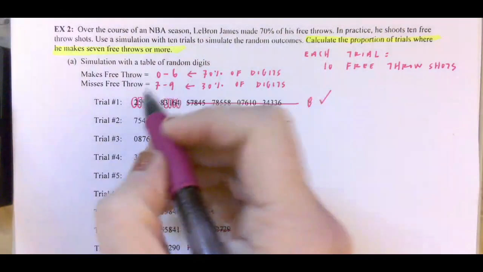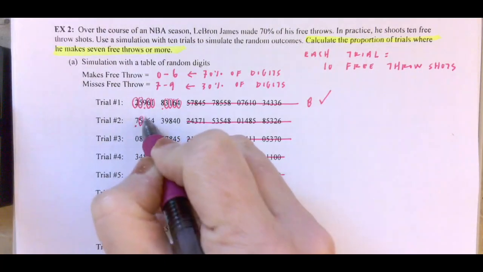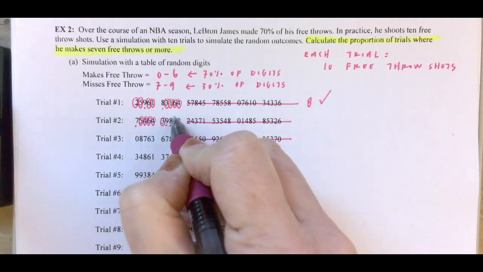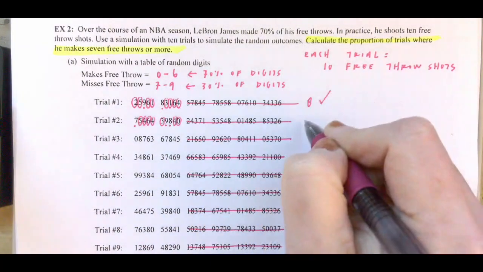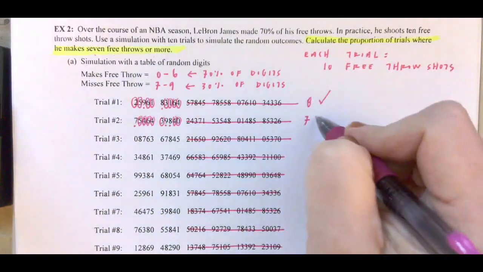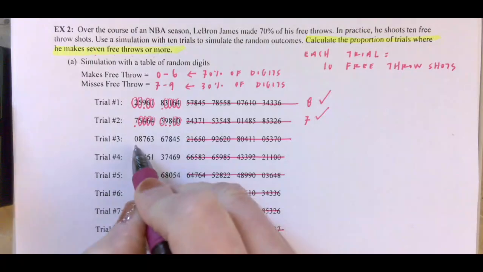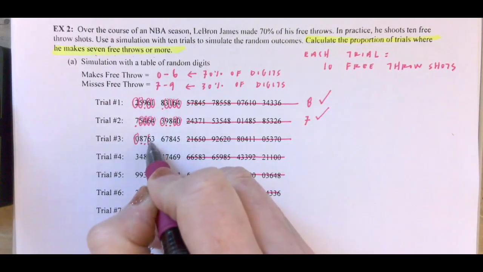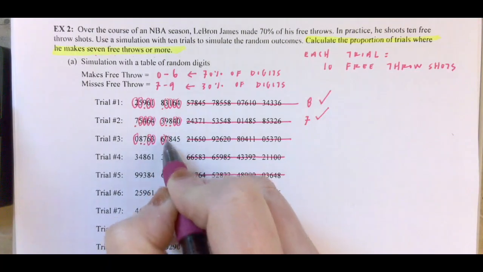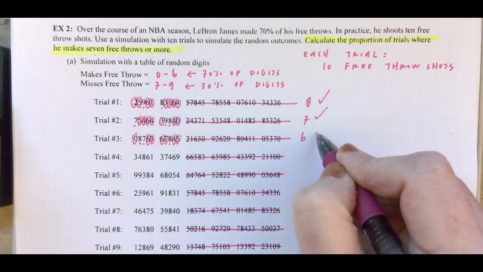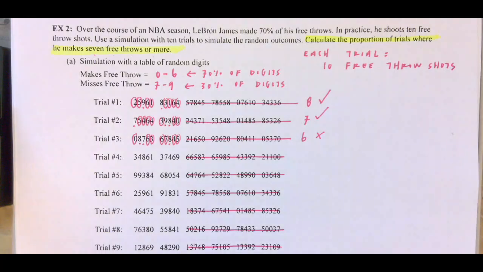Next trial. Okay, he's missed, made it, until he misses here, made it. So here he made 7 out of the 10, which is 7 free throws or more. Okay, trial 3. He made it, missed it, made it, missed it, made these last 2. So here, let's see, he only made 6. So he did not make 7 or more in this trial number 3.